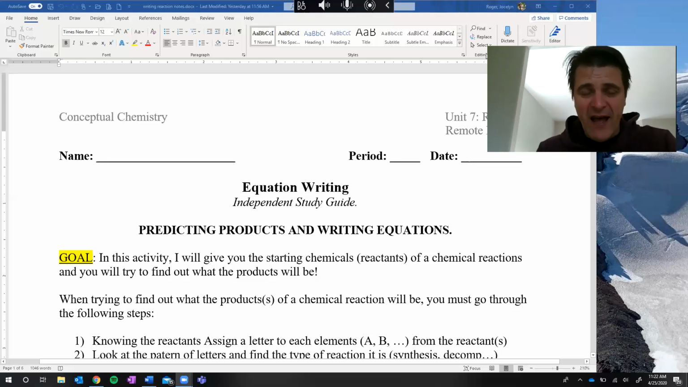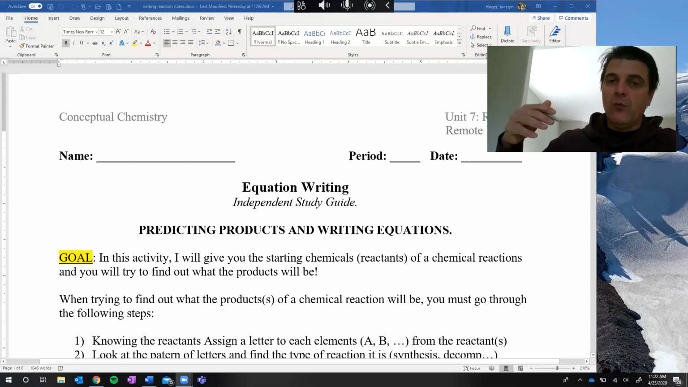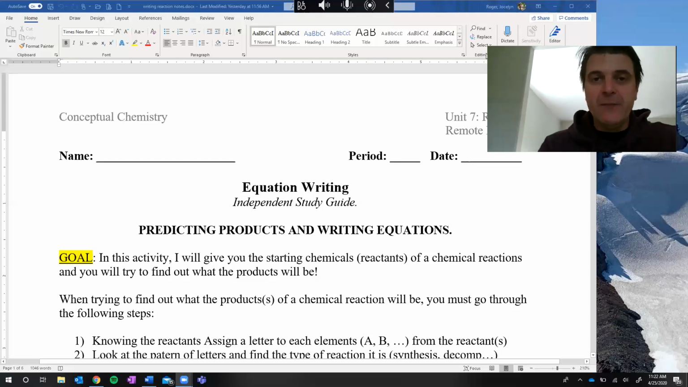So today we're going to use those patterns to be able to predict what the products will be for a chemical reaction.